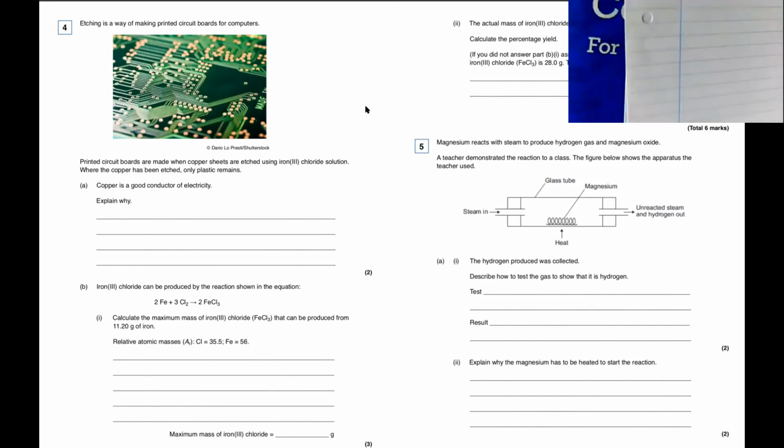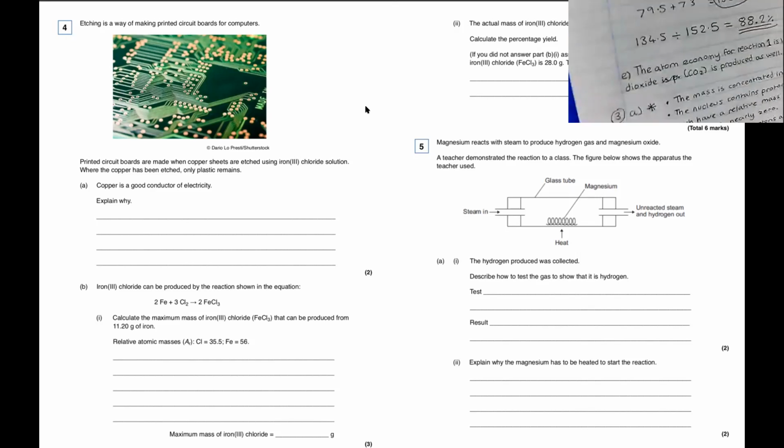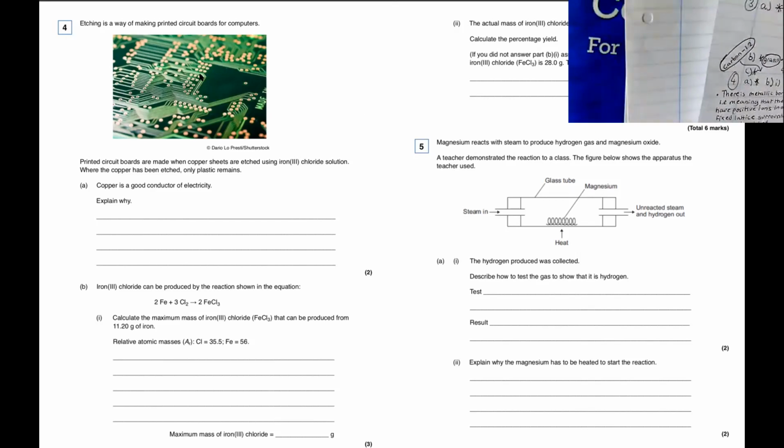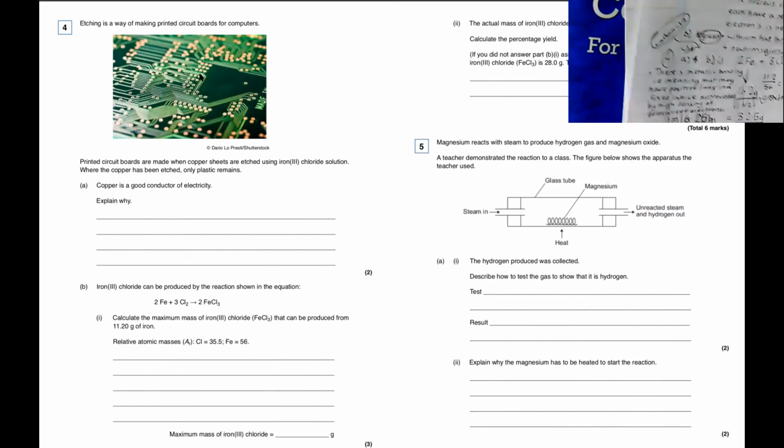You okay with that one? Calculate the maximum mass? Yeah. And then I think it was the next one, 5. Yep, I got all the rest of it. You were okay with that one then? 5 A I? No, I didn't get that one. That's the next one.